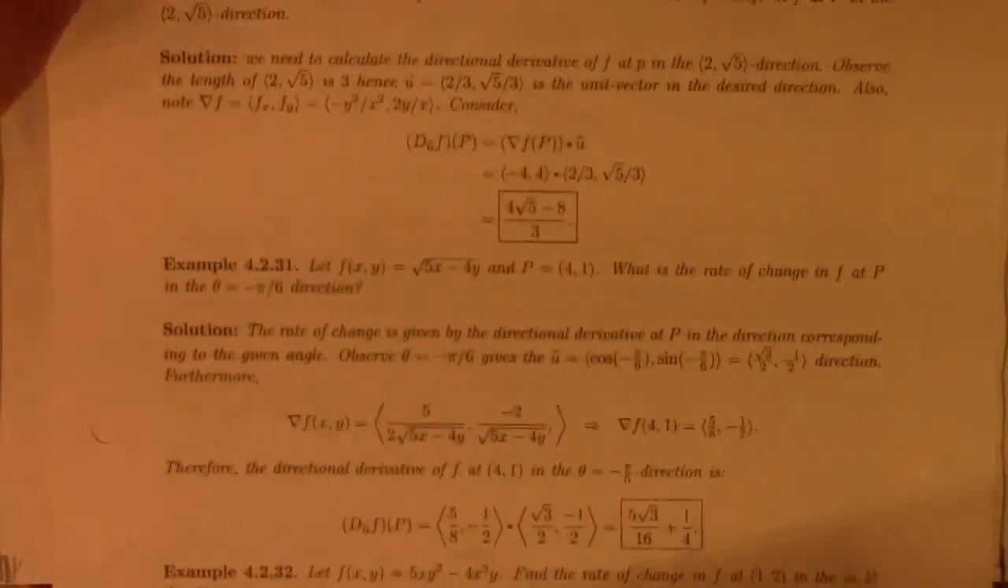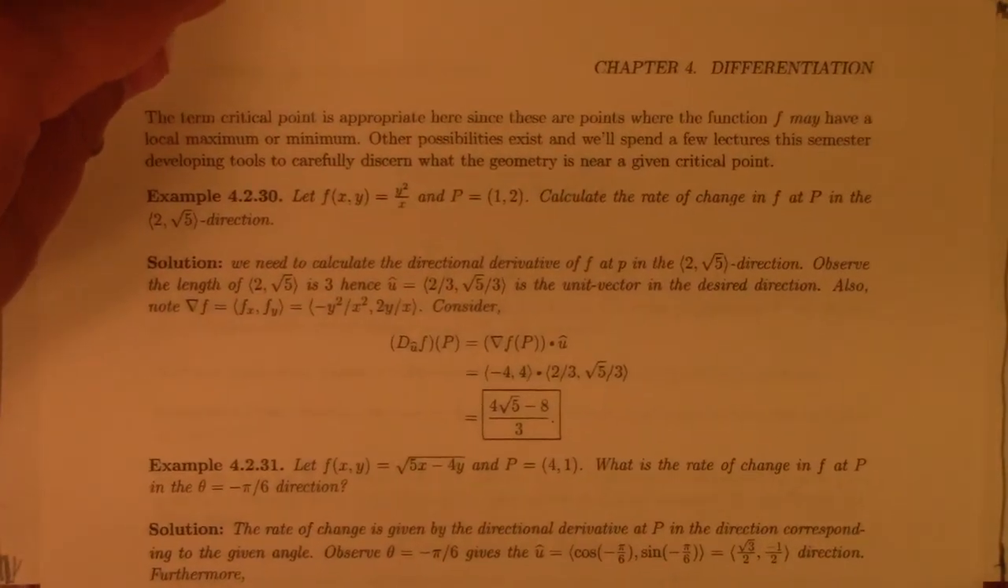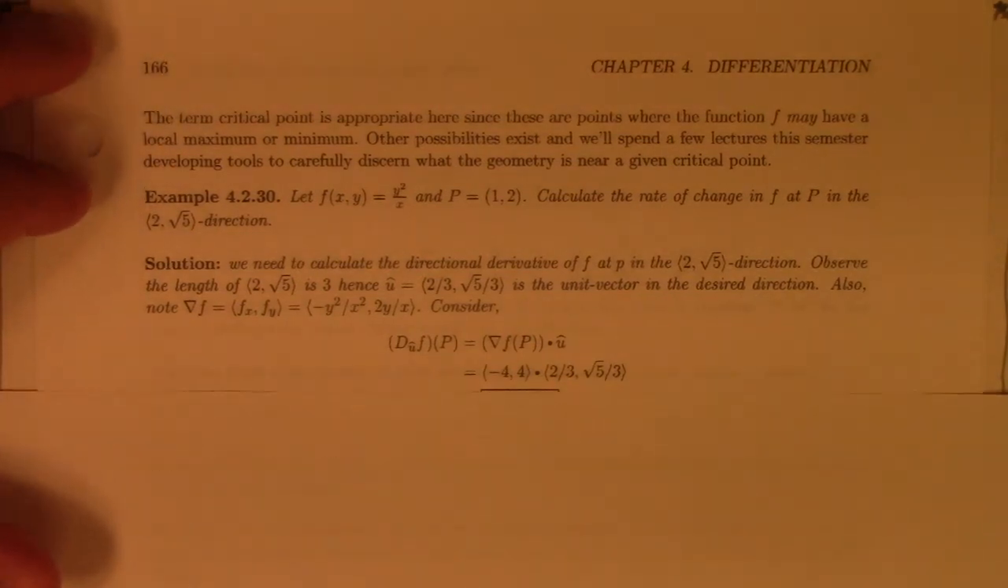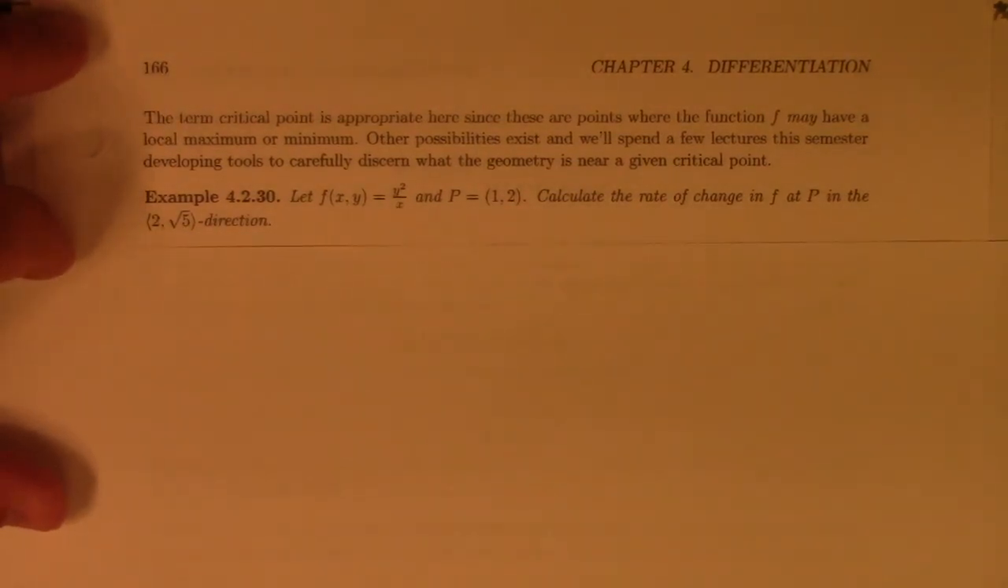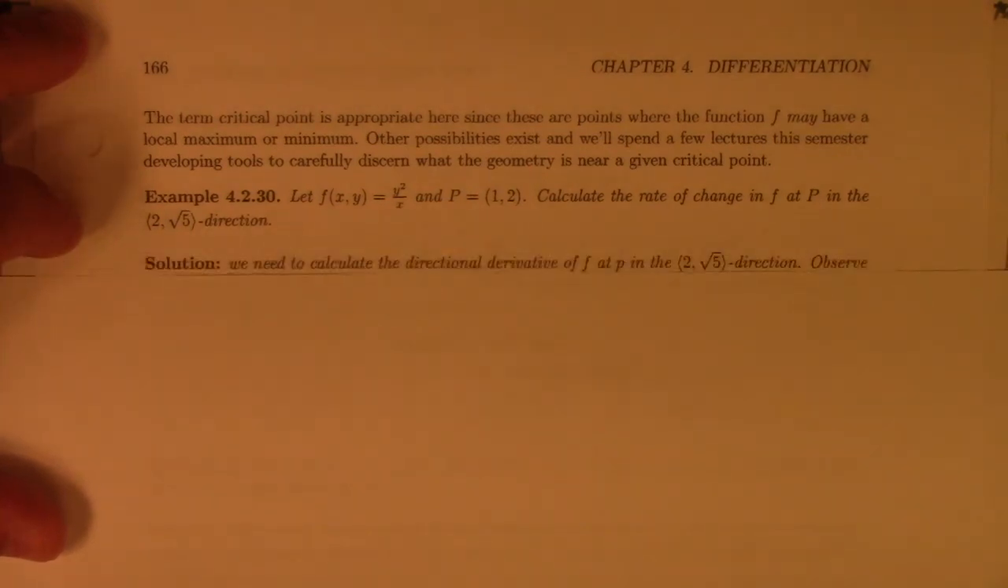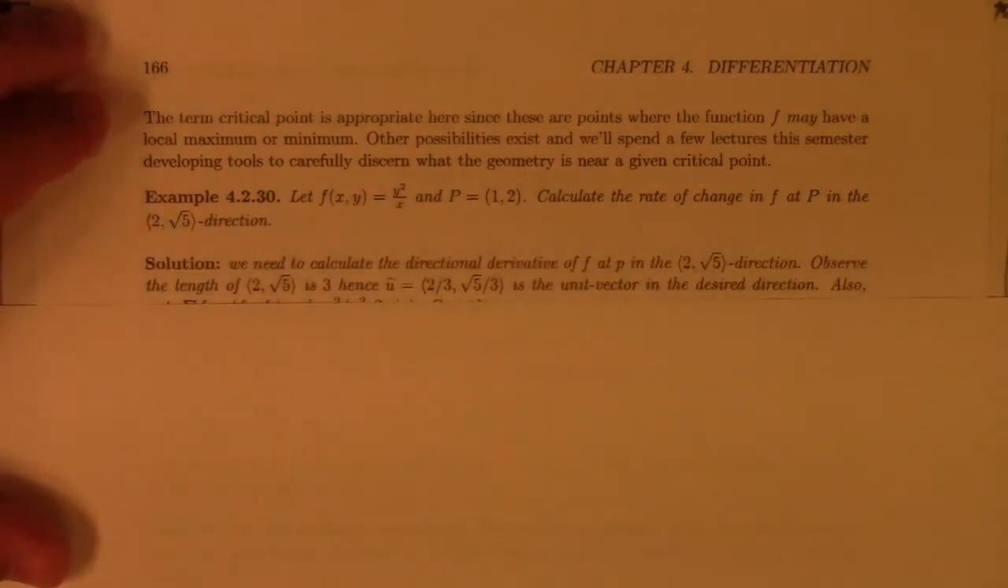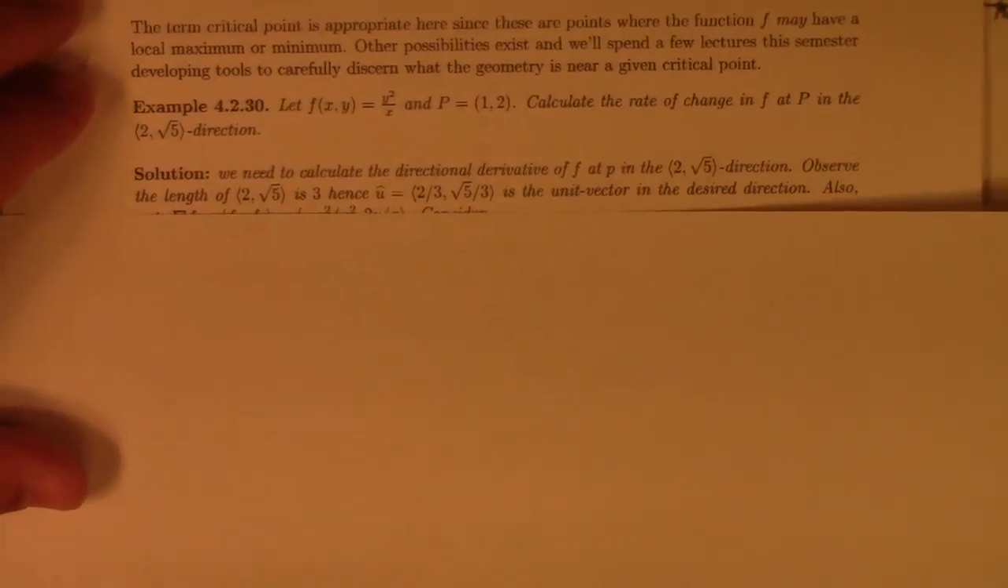And finally, here's just some garden variety directional derivatives with the right kind of idea. We've got f as y squared over x, and we're going to look at the point 1, 2, and calculate the rate of change of f in the 2 root 5 direction. All right, so the length of 2 root 5 is actually 3. So we have to normalize by dividing by 3. That gives us a unit vector. Always remember this, to calculate directional derivative, you need a unit vector.